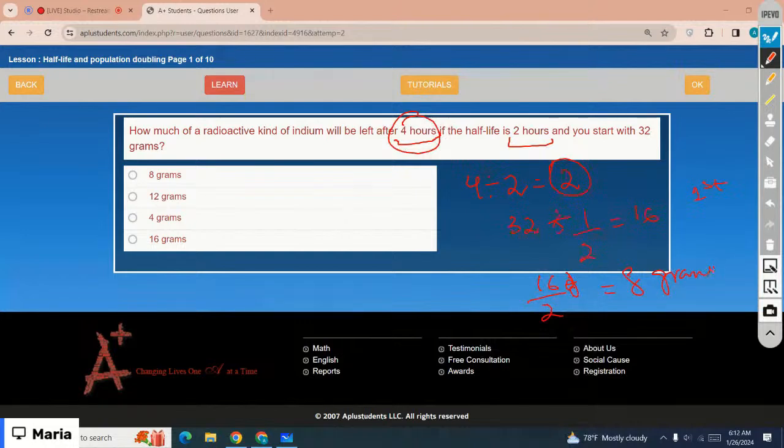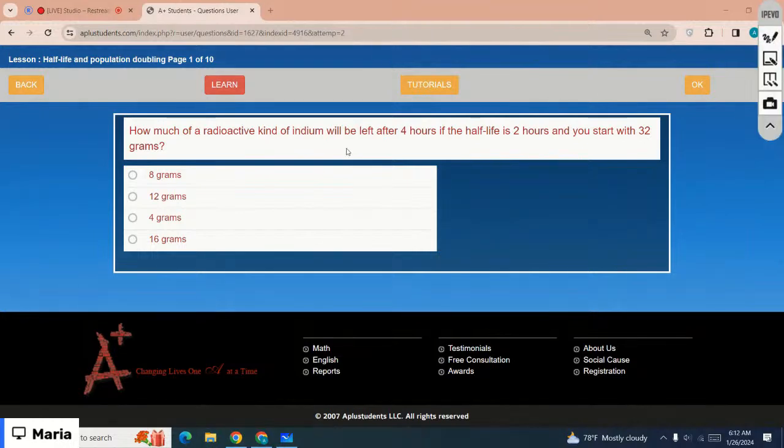After 1 hour, it is 32; after 2 hours, it would be half. 32 divided by 2 is 16, right? You need to calculate after 4 hours. So 16 divided by another 2 is 8, sorry. The correct option is 8 grams. You are left with 8 grams of indium after 4 hours. The correct option is 8 grams.